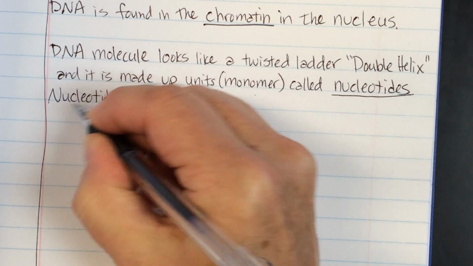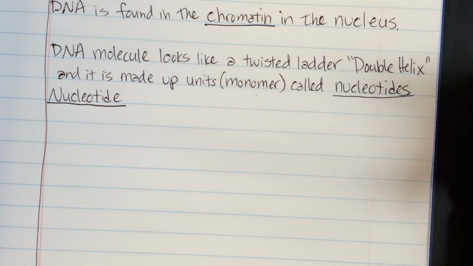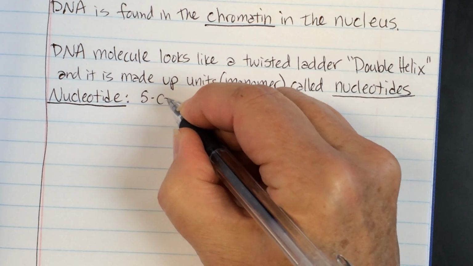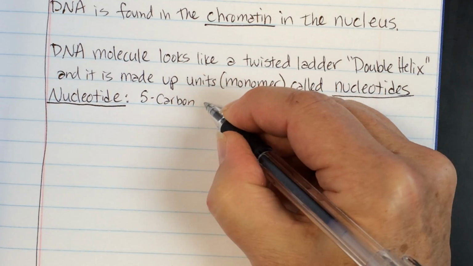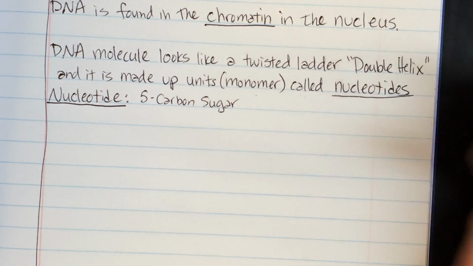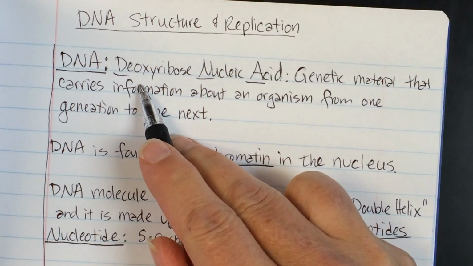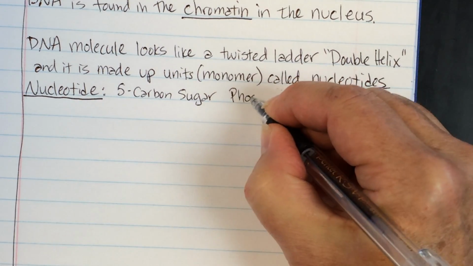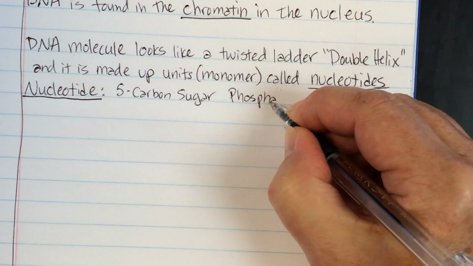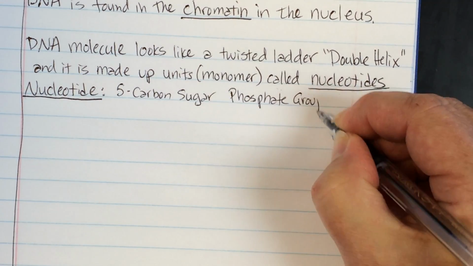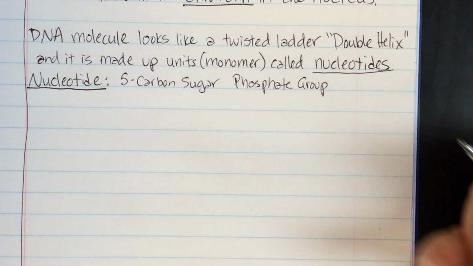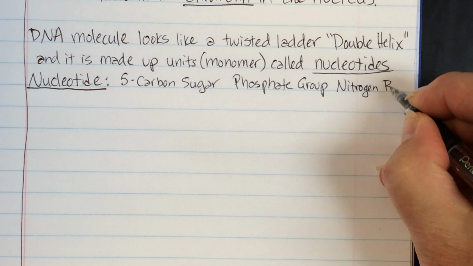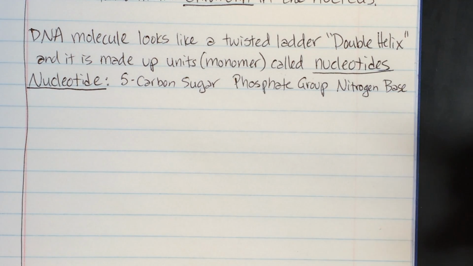You should have that on your word wall. And if you remember, there's 3 parts to it. You have a 5-carbon sugar. That's the deoxyribose here. This is the sugar. Okay. You have a phosphate group. We usually just show that as a P. I'll show you that in a second. And we have a nitrogen base. There's those 3 repeating units that just go over and over and over again.